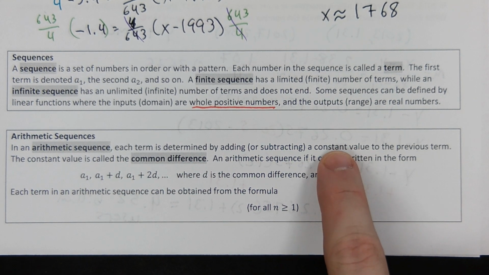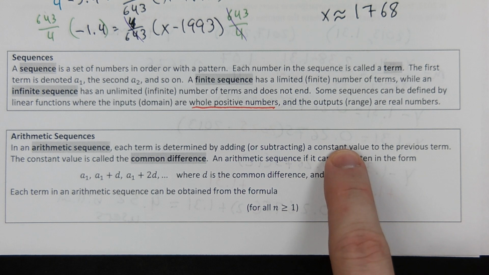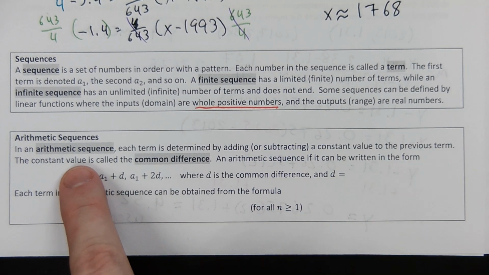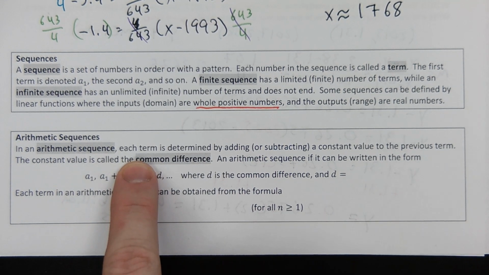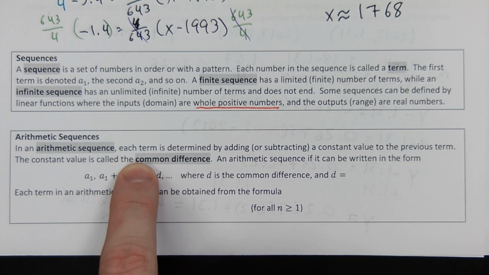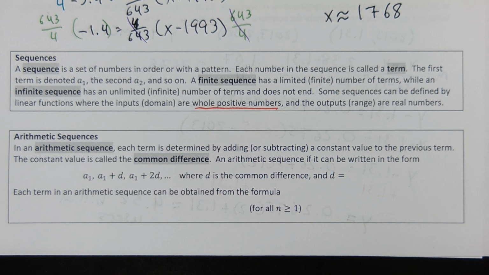So if you were adding or subtracting a constant value, you're not multiplying, you're adding or subtracting. A constant value to every term to get the next term, it's arithmetic. That constant value that you added or subtracted is called the common difference. You might be wondering why it's called the common difference. It's because we figure out what it is by subtracting. We take any term in the sequence and subtract the one before it to get the common difference. That's if we know it's arithmetic.